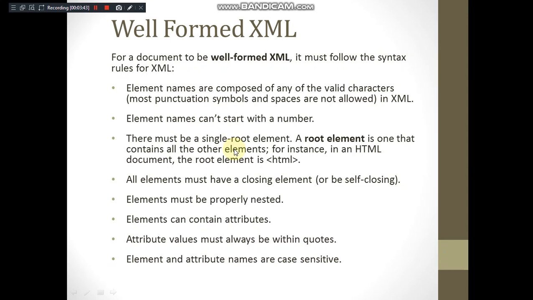Element names can't start with a number. These are the rules we use for variable declaration, and they have to be followed when we take an element name or tag name which we want to define ourselves using XML. There must be a single root element. A root element is one that contains all other elements. For example, if you take HTML, the root element is HTML itself, right? All the documents begin with HTML, and that is closed at the end. Similarly, every XML document must have a root element, and every element must have a closing element or be self-closing at least, right? So this is mandatory.